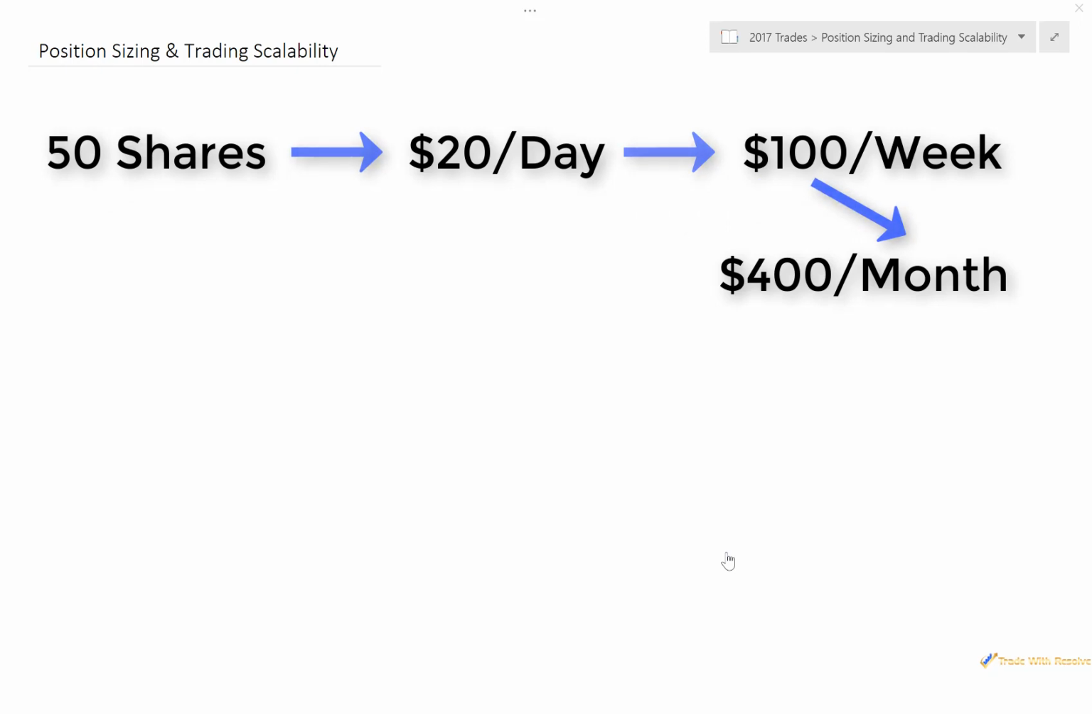Now, I don't recommend having monetary goals because sometimes that can cause unnecessary stress and pressure whenever you're trading. So what I recommend is that you stick to your trade plan and make sure that your risk reward ratio makes sense. These are just random values that I've selected, but again, let's say that those 50 shares allow you to make $20 a day based on your trade plan. That's going to get you to $100 a week, which then equates to $400 a month.